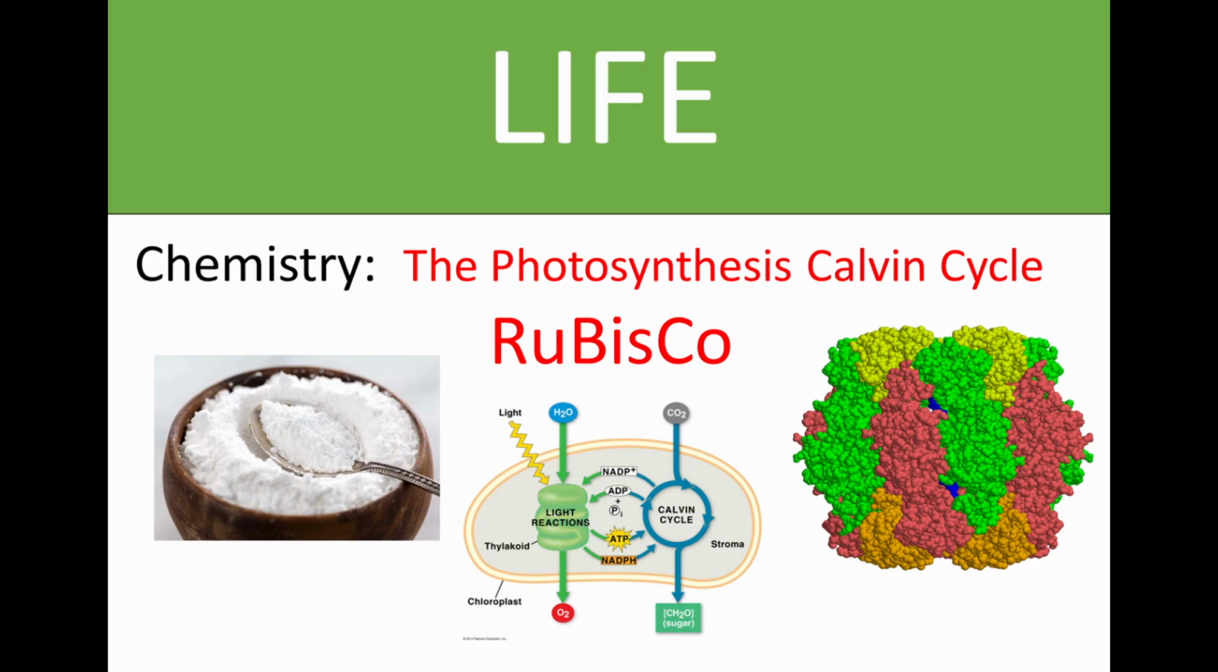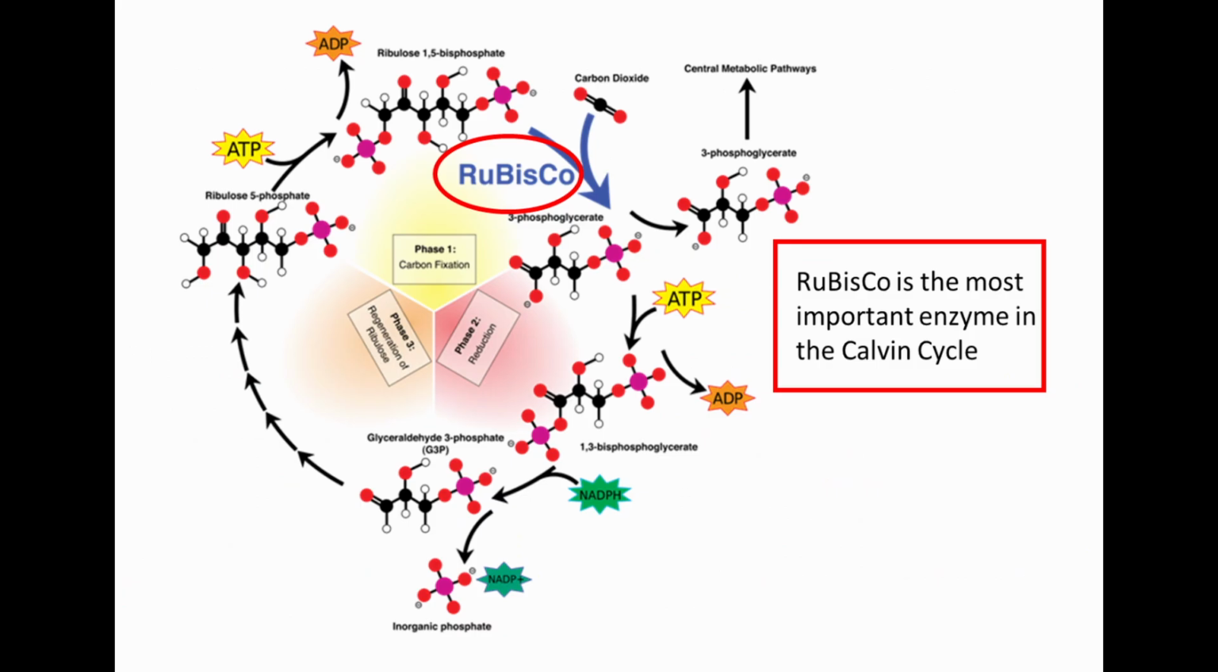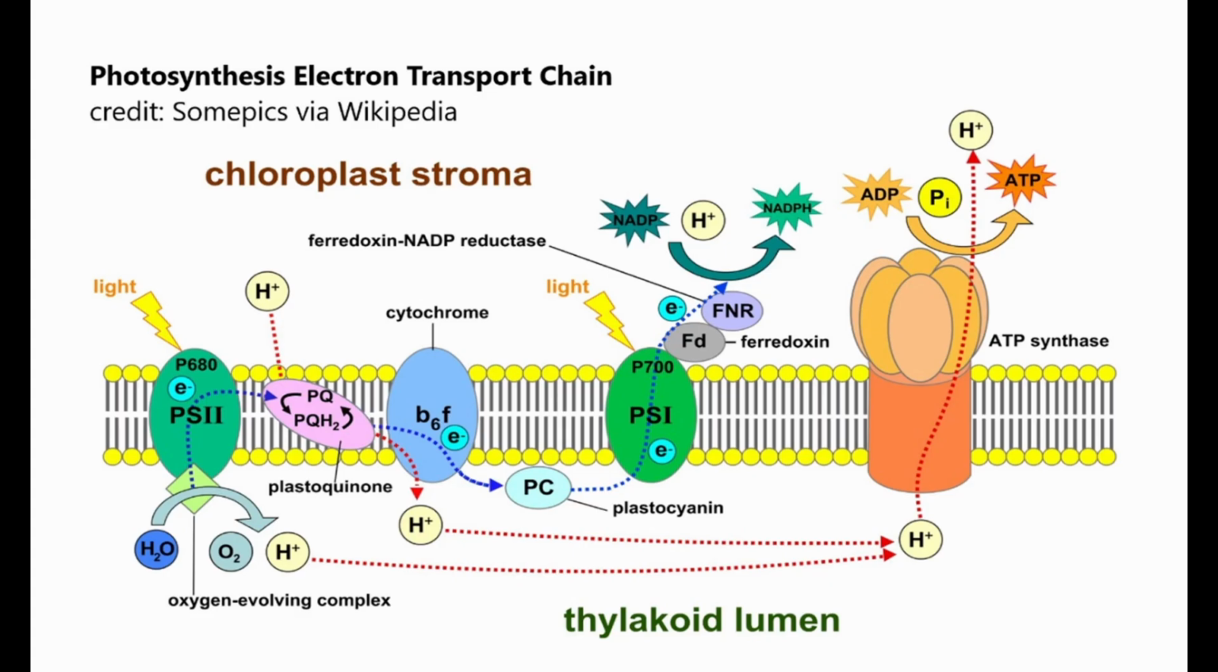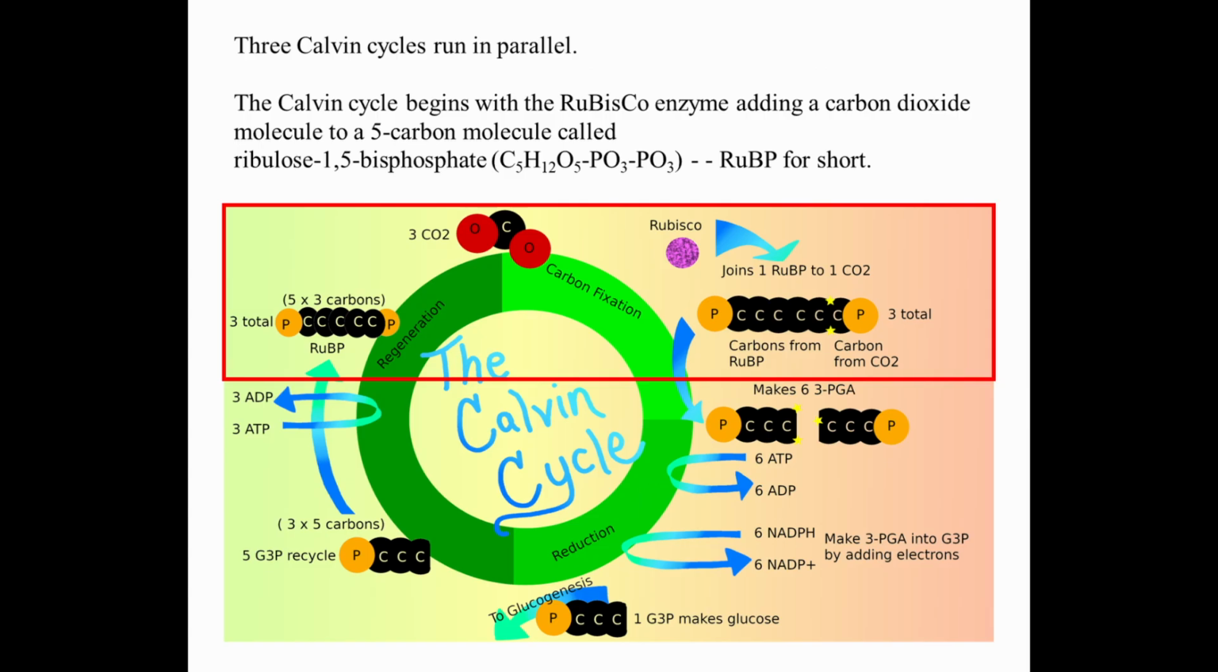In a previous video, I went on a tangent to discuss the controversies surrounding RuBisCO, the most important enzyme in the Calvin cycle of photosynthesis. As we left off our discussion of photosynthesis, the photosynthetic electron transport chain of the thylakoid membrane has made NADPH and ATP for the chloroplast stroma. The NADPH and ATP are the energy sources the Calvin cycle needs to make glucose from water and carbon dioxide. 3 Calvin cycles run in parallel.